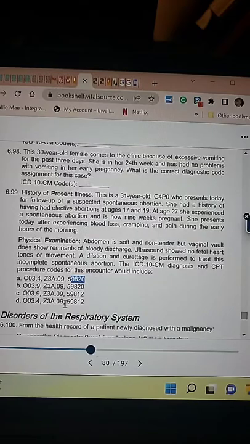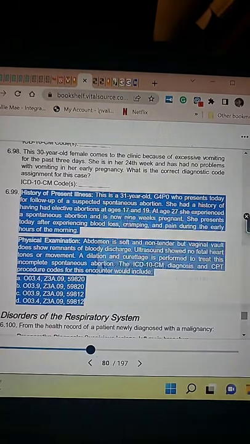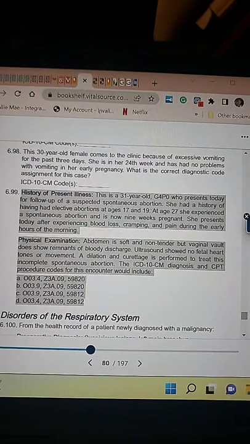Likely, it's the smaller of the number. We don't bill higher because it's a more involved procedure. The higher we go up in the CPT code descriptor, I'd be leaning towards D, but let's see if we can figure out our difference. We're still in OB.